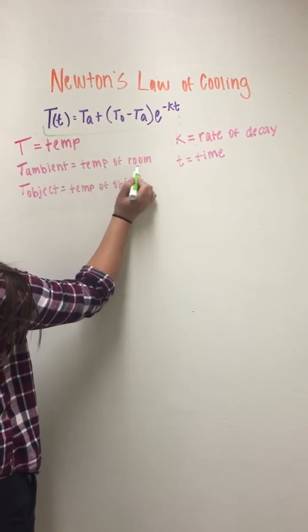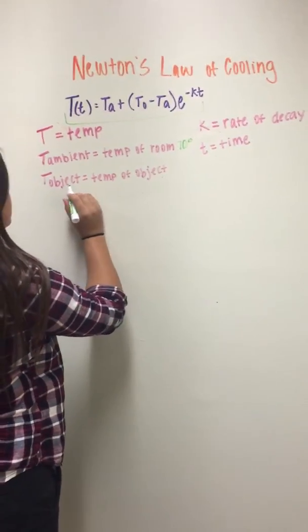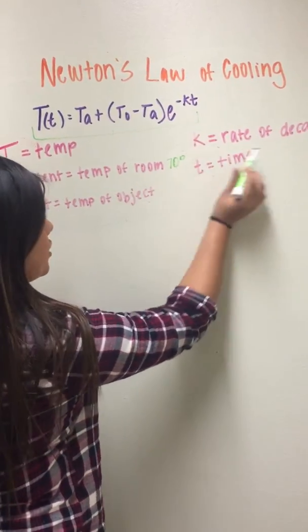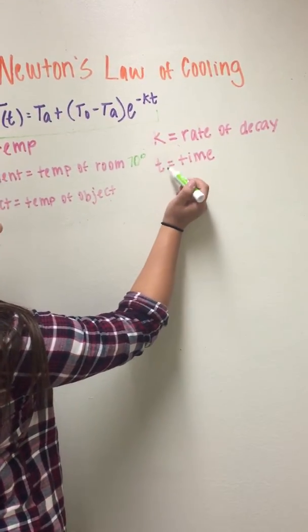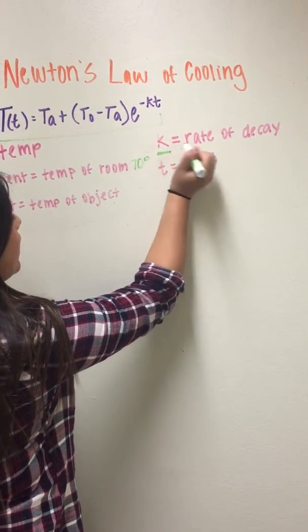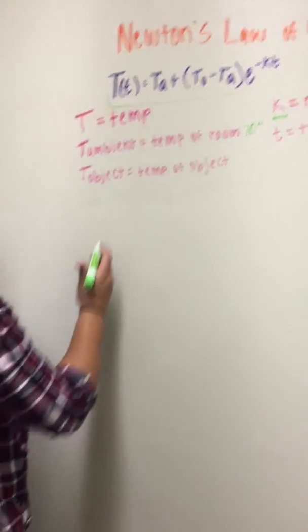T_A is going to be the temperature of the room, which is 70 degrees. And then T is the temperature of the object, which is the body, and that is going to change throughout each equation. And then we need to solve for K and T. So we need to solve for K to find the rate of decay, so then we can find time and the actual time of death.